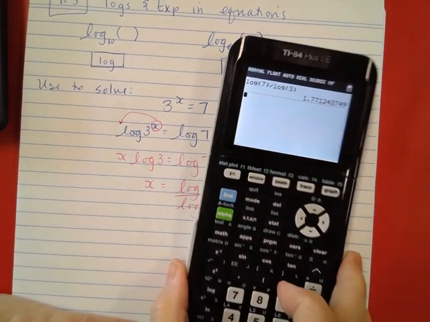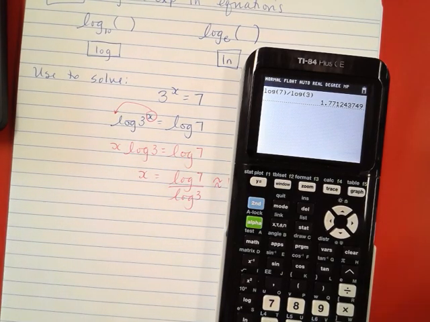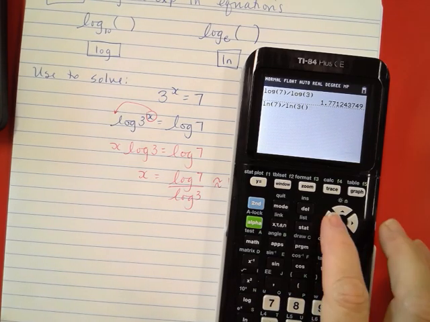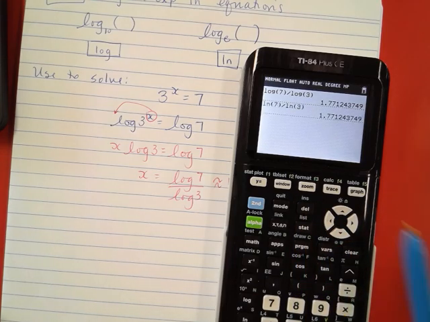Now what if I had picked ln instead? What if I had written ln of both sides instead of that? Let me just do it. ln 7 divided by ln 3. I got the same answer. So it doesn't matter which one you do.